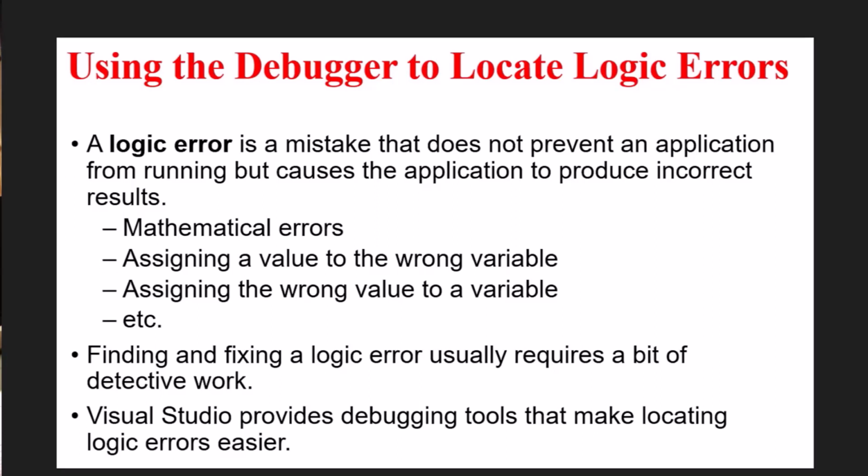A logic error is a mistake that does not prevent an application from running, but causes an application to produce incorrect results. You can have mathematical errors. You can assign a value to the wrong variable. You can assign the wrong value to a variable, and so on. Finding and fixing logic errors usually requires a bit of detective work. Visual Studio provides debugging tools that will help make finding those logic errors easier.